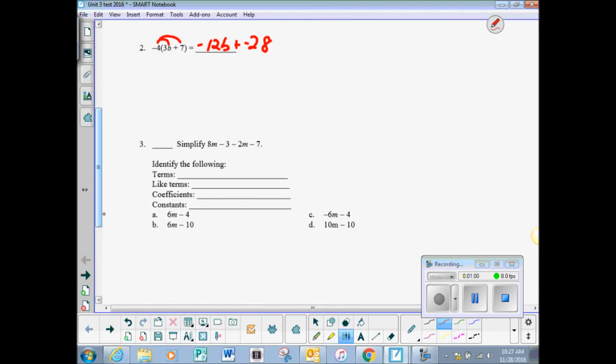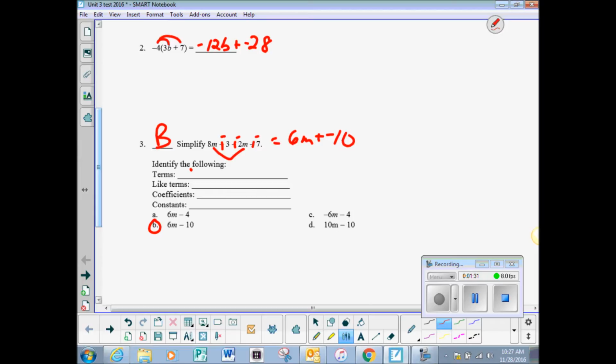Number 3, you're going to add like terms. This is where I would do plus and negative. And then I go 8m plus a negative 2m is 6m. And negative 3 plus negative 7 is negative 10. So 6m plus a negative 10, or 6m minus 10. Have you missed that? Okay, also, do the signs matter when I'm listing out my terms? Yeah, some of you acted like we didn't spend 2 days on that.